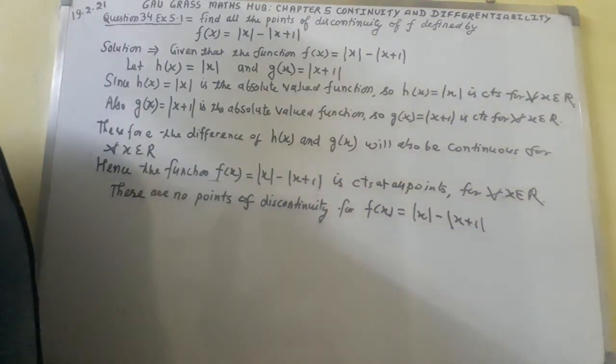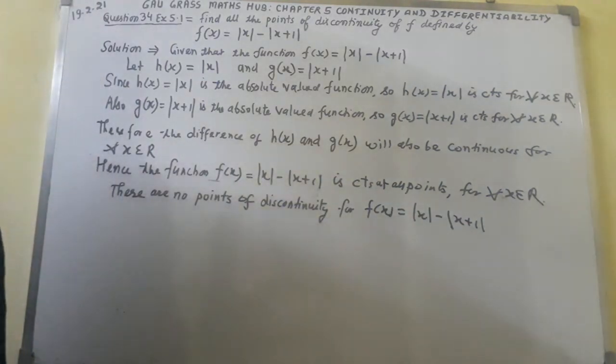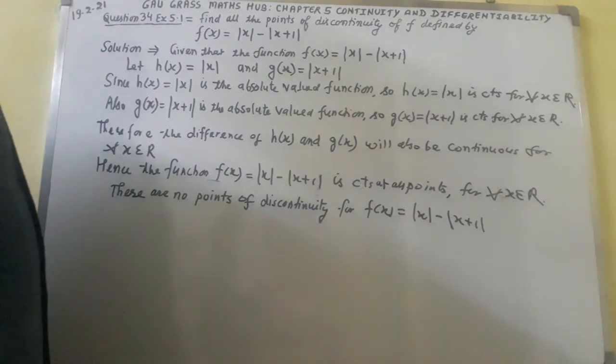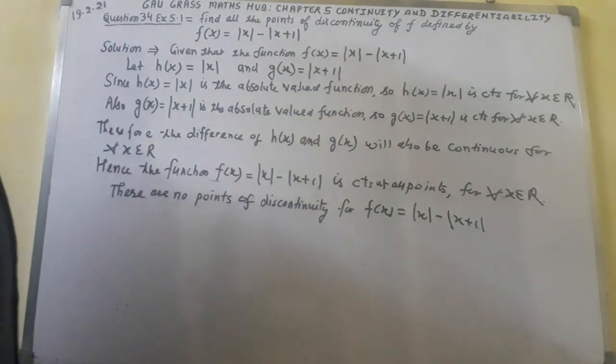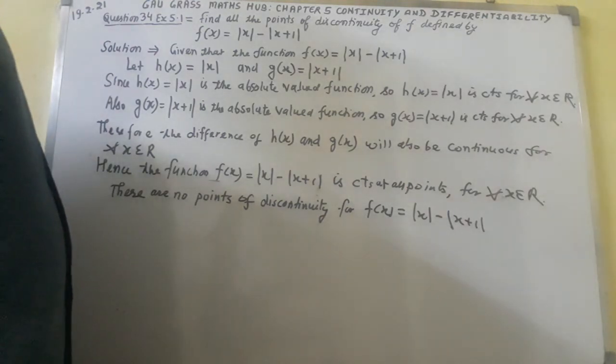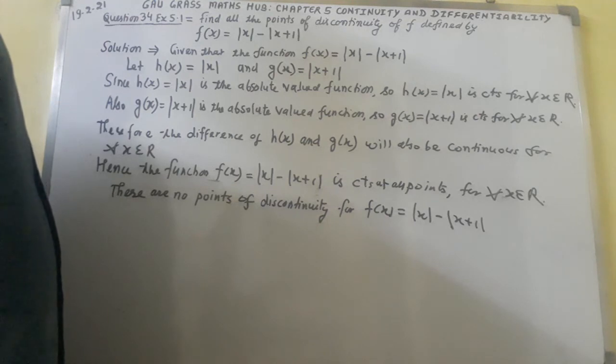This is the proper explanation and solution of question number 34 that has been taken from exercise 5.1, chapter 5, continuity and differentiability. Now, this exercise 5.1 is over.